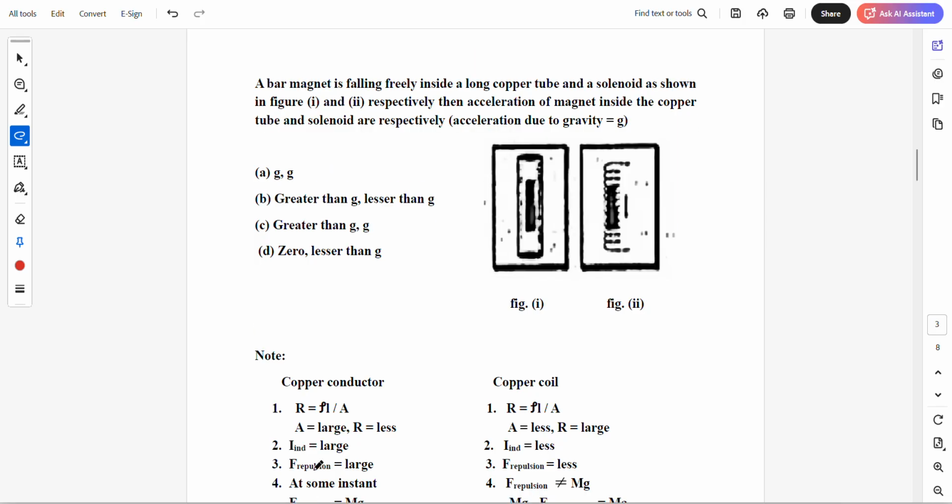This looks complicated but is very easy. A bar magnet is falling freely inside a long copper tube. There is a copper tube here. I will just draw the diagram to make it more clear. This is the copper tube.